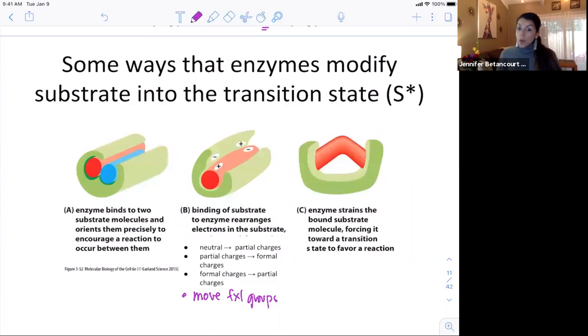So these are the 3 ways that enzymes modify substrate into their transition state and then further into their products.